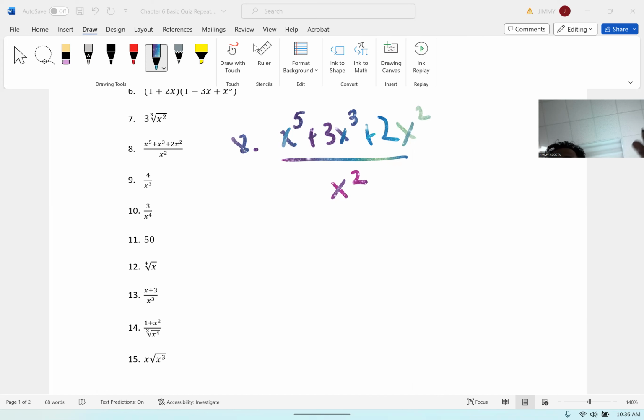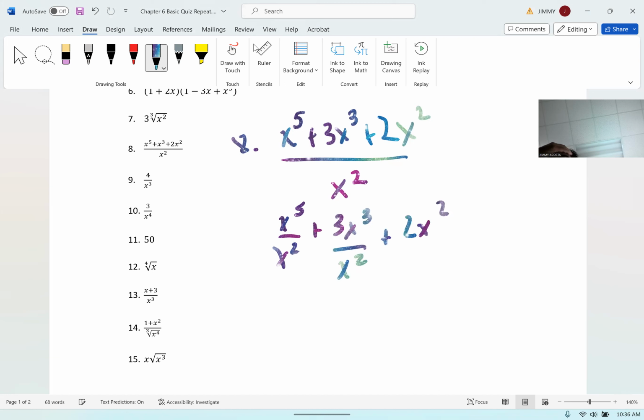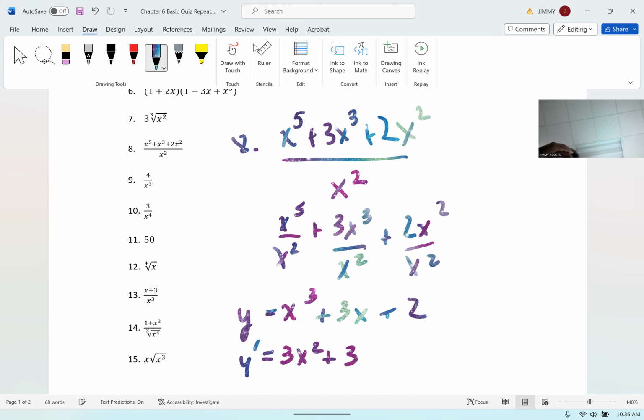So again, we have a common denominator, so we can split this up as x to the 5th divided by x squared plus 3x to the 3rd divided by x squared plus 2x squared divided by x squared. So it's trivial. It's just x to the 3rd plus 3x plus 2, and then you just take the derivative of that. The derivative of that is 3x squared plus 3, and you're done. So nothing fancy about that.